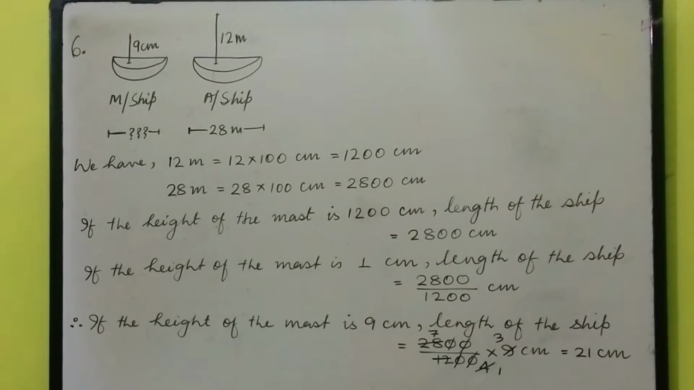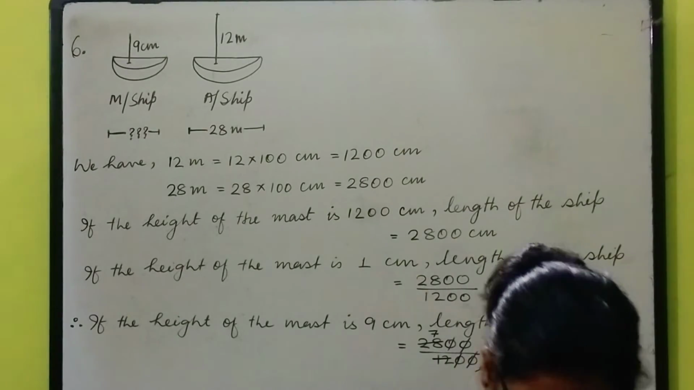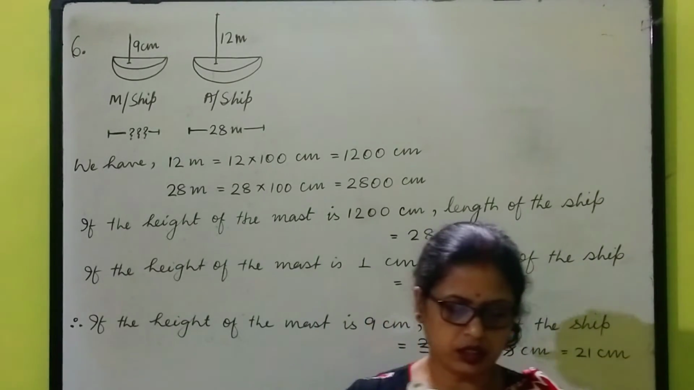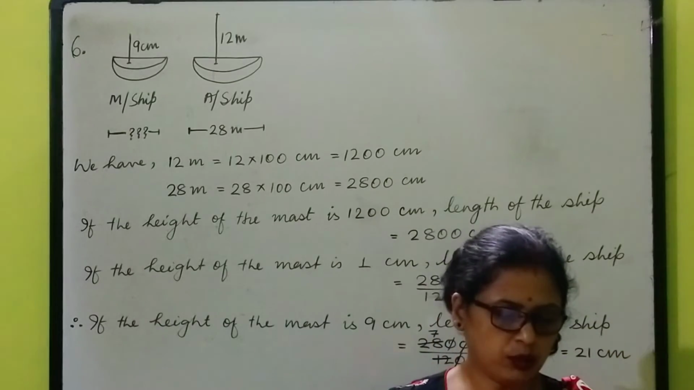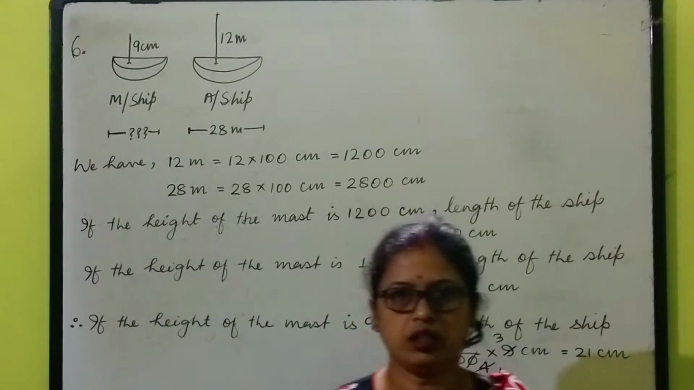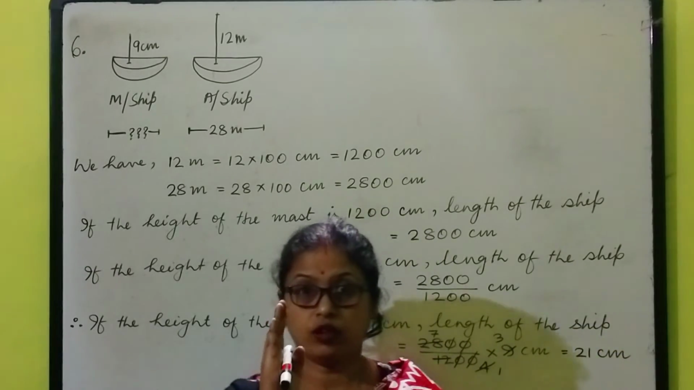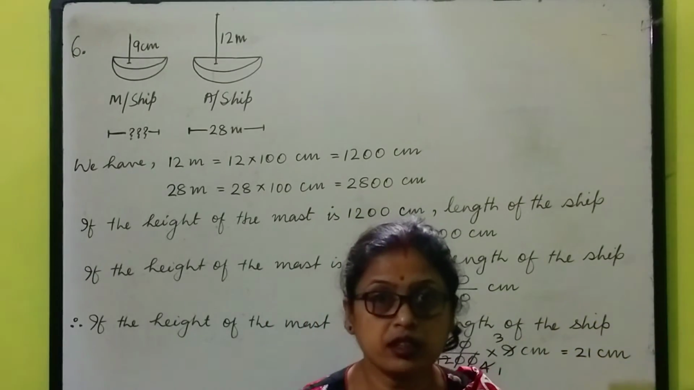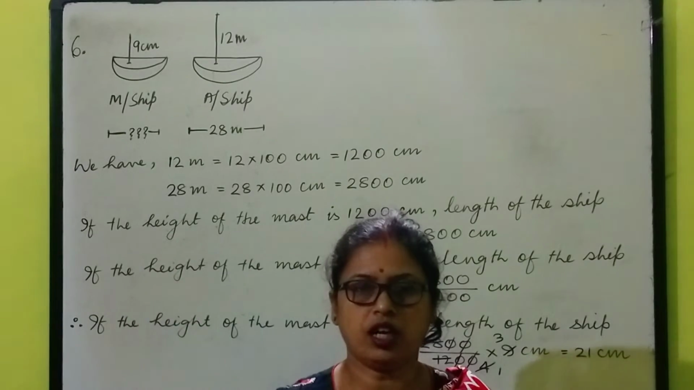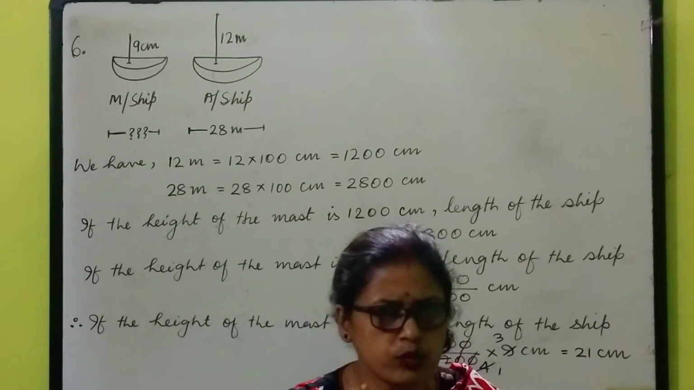Now see the next question. The next question is question number 6. Okay, see the question number 6. If in a model of a ship. Now see, have you heard the name of the ship named Titanic? Yes, it is a large ship. Now if you have to make a model, it will be a small one.